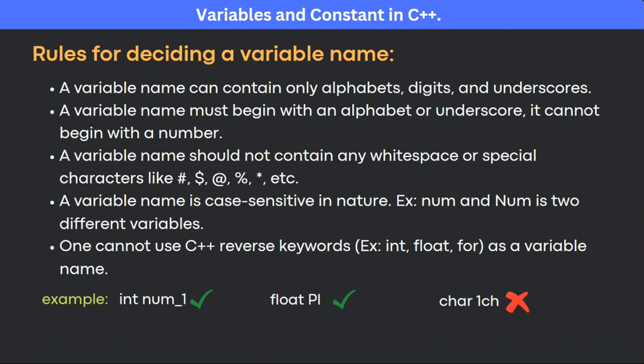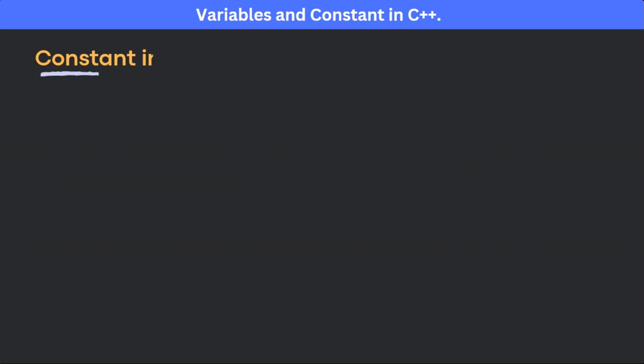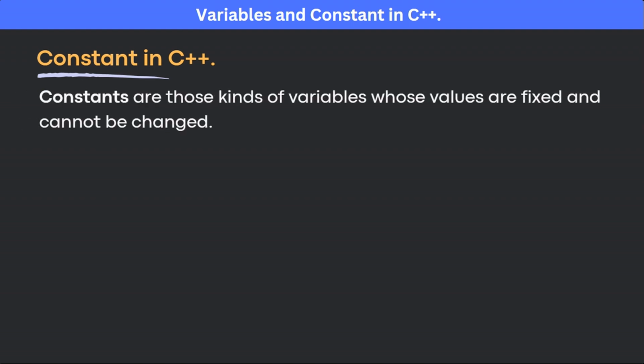So I hope you understand the rules that we need to follow to create a variable or to define the name of a variable. We are going to understand this in more detail when we do coding. So the next topic that we need to cover is constant in C++. Let's understand this topic.